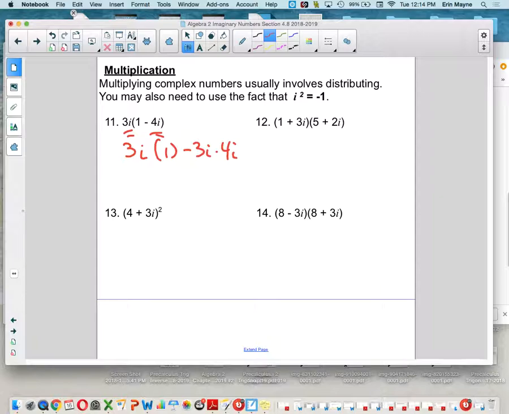I just have a question about the last one. Do we need to write the 0 minus, or can we just write -5i? Generally you can just write -5i. That's fine.